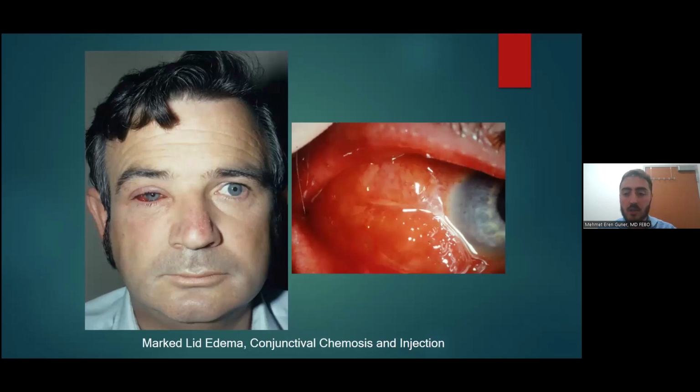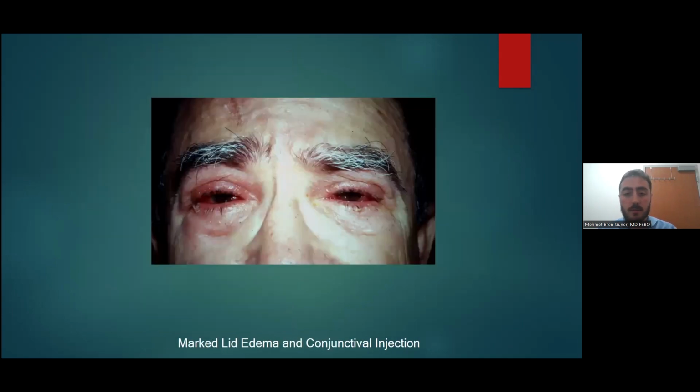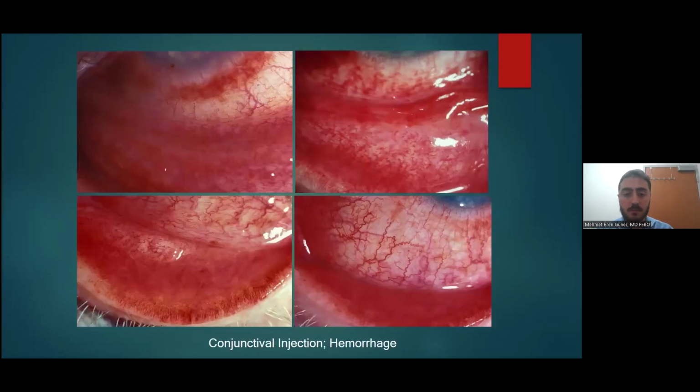All right, another patient, very severe redness, again, very severe injection, lid edema. Another one, very severe redness, very severe injection. And this gentleman cannot even open his eyes. Okay, again, more. You see the hemorrhages here? If there is no trauma, hemorrhages here, all over here. You can see there are hemorrhages here and here.